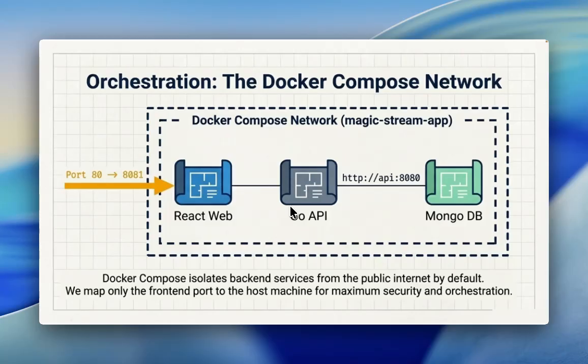Orchestration with Docker Compose: network port 80 to 8081, the Magic Stream app, React web, Go app HTTP API on 8080, MongoDB. Docker Compose isolates backend services from the public internet by default. We map only the frontend port to the host machine for maximum security and orchestration.